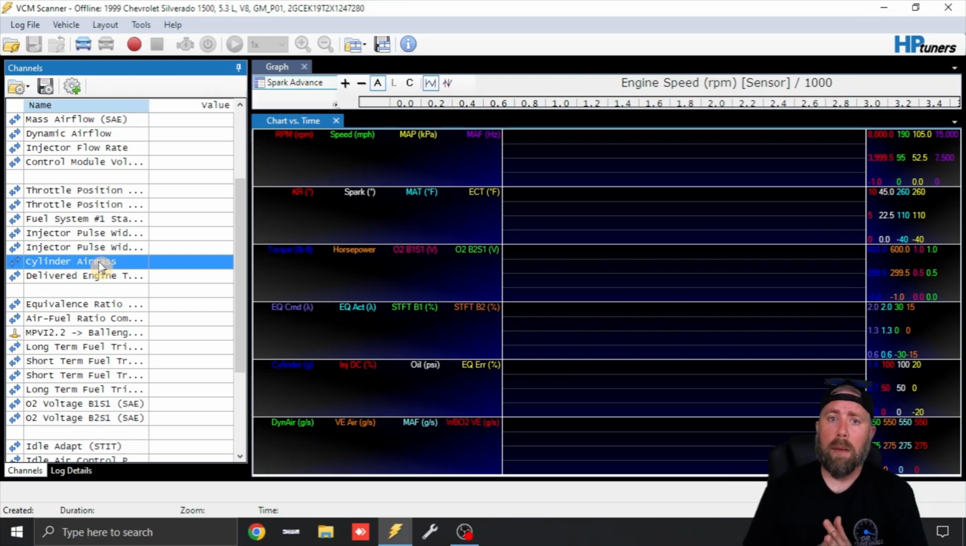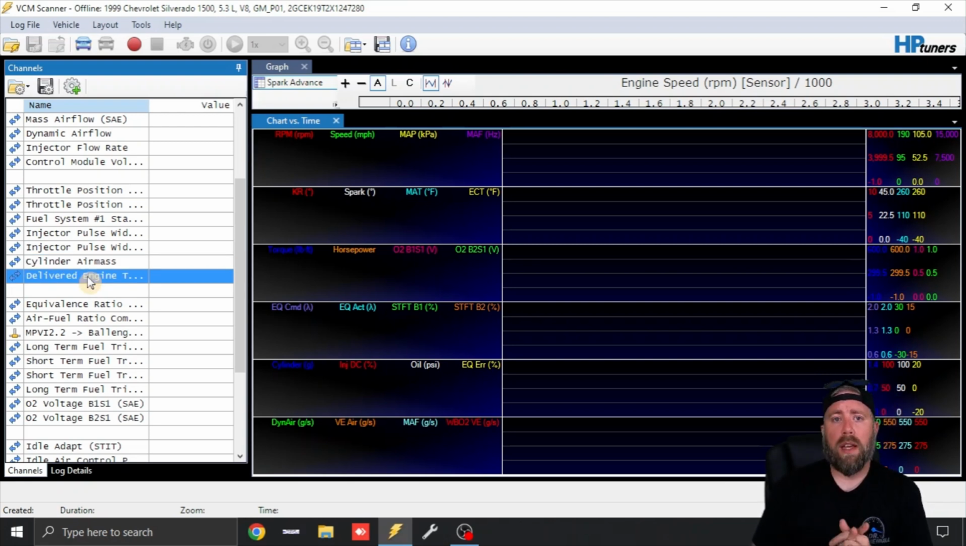It's actually in grams per cylinder is the calculation. This is what is the axis for your timing table and a lot of things like that. So you definitely want to log cylinder air mass. Cylinder air mass is going to basically tell you how much power your engine is producing and how efficient your engine actually is.